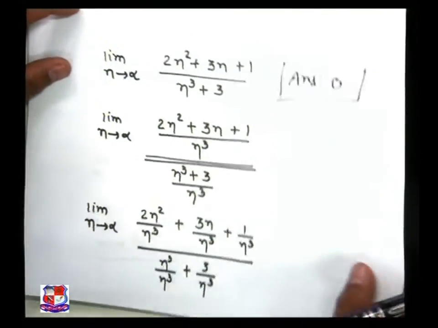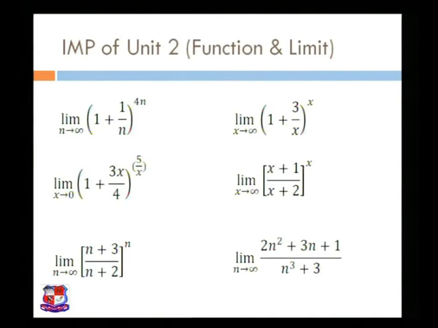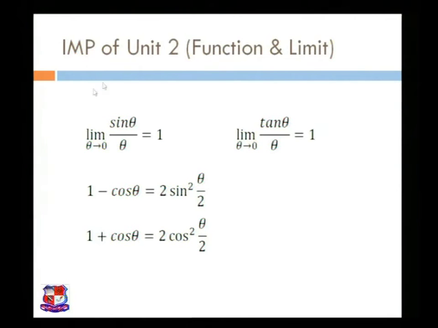Now we move to our next question. Our next question is based on this formula: limit theta tends to 0, sin theta upon theta equal to 1, and limit theta tends to 0, tan theta upon theta equal to 1.